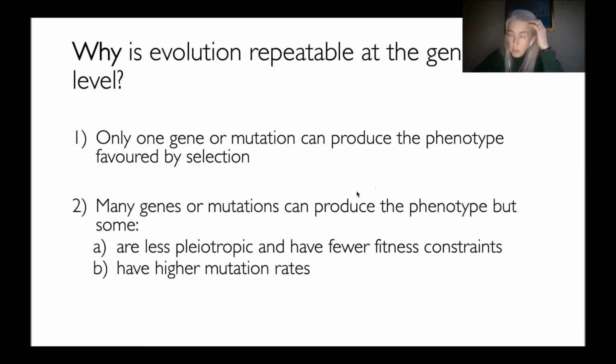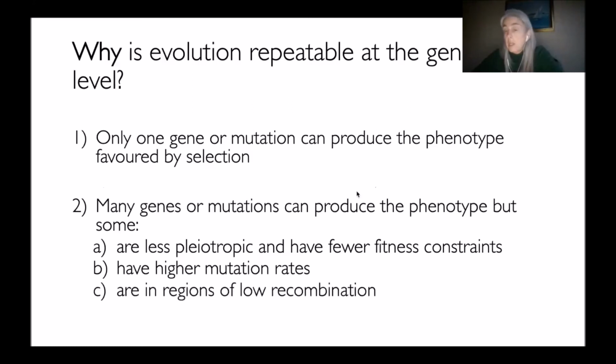And there's actually a beautiful example of this in stickleback, where the repeated loss of pelvic spines is due to independent mutations in this gene called PITX1, which is in a fragile region of the genome, and so it's just more mutable. It could also be that some genes or mutations are in regions of low recombination, and therefore can be selected.